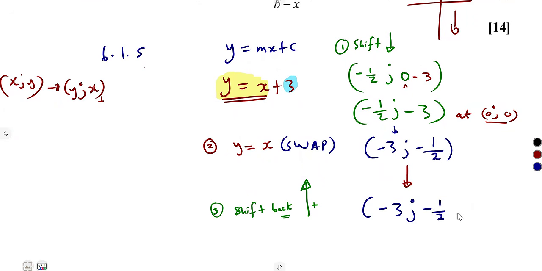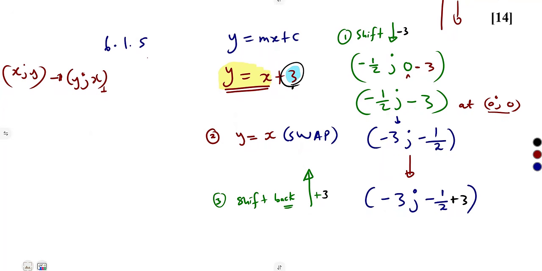It was minus half, but we are supposed to go up now 3 units. This is the one that you move 3 units. Here it was minus 3, now it's going to be plus 3. That is the way you can easily follow your steps. So this will be given as minus 3, minus half plus 3, which is going to give us 5 over 2, 2.5. So that is 5 over 2. So this is the image of D.